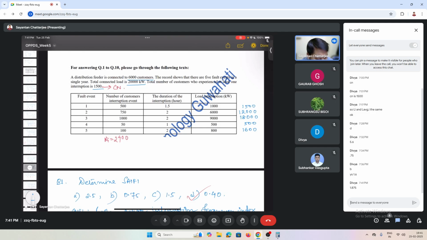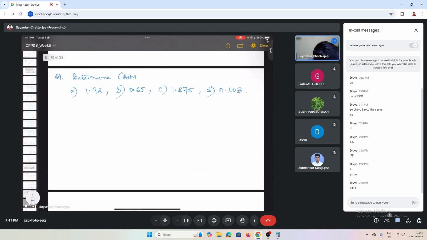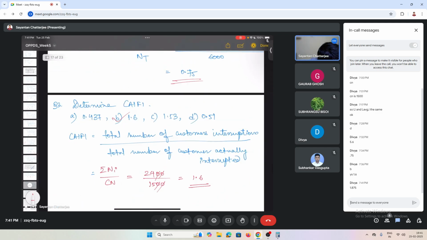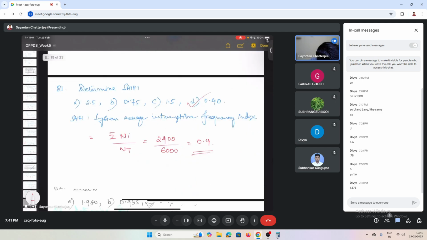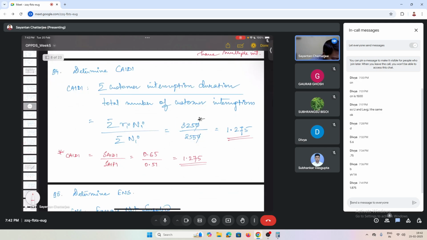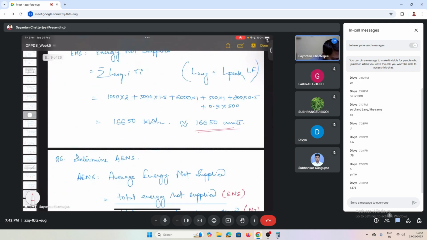Yes, 1.875 is the right answer. So one way is to directly calculate the ID. Directly we can calculate using this formula, right? ID is psi d by psi. Since we have both the values of psi d and psi, we can directly use these two values to calculate ID. So first let's do it using this one only.